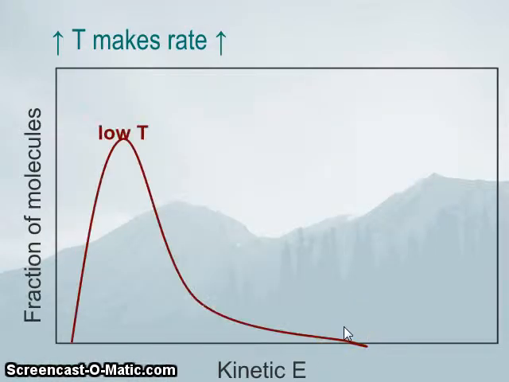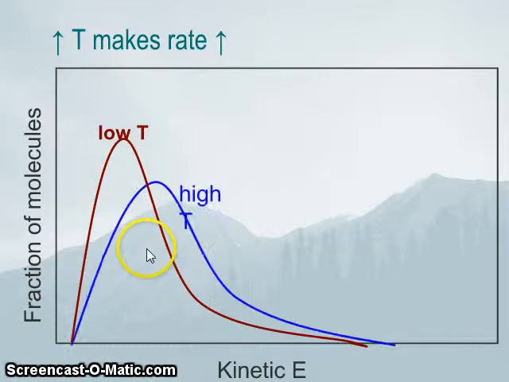Let's take a step back and talk about how temperature affects reaction rate. So here's just another way of thinking about it. Here is our low temperature energy profile. This is our measure of kinetic energy versus fraction of molecules. And remember that, when we talk about temperature, it's sort of like an average kinetic energy. And then if we have a higher temperature, our profile will shift to the right.